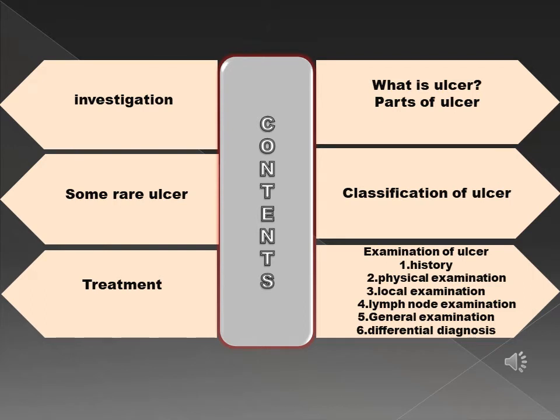So we'll elaborate this topic under the following contents: what is ulcer, parts of ulcer, classification of ulcer, examination of ulcer with the help of history, physical examination, local examination, lymph node examination, general examination and differential diagnosis. Then we'll go for investigation, some rare ulcers and treatment.